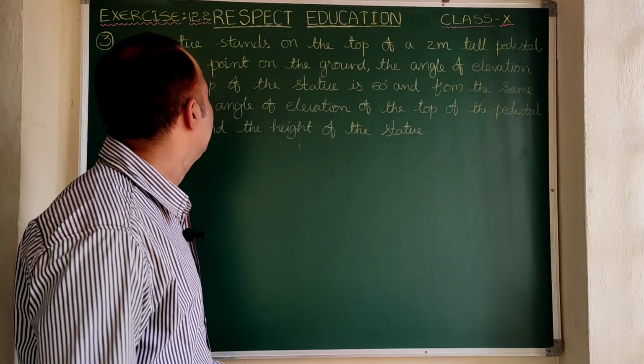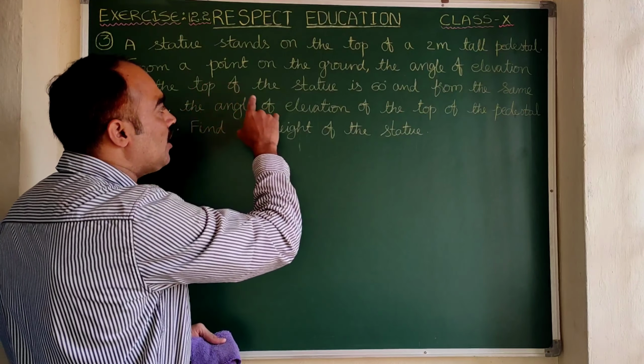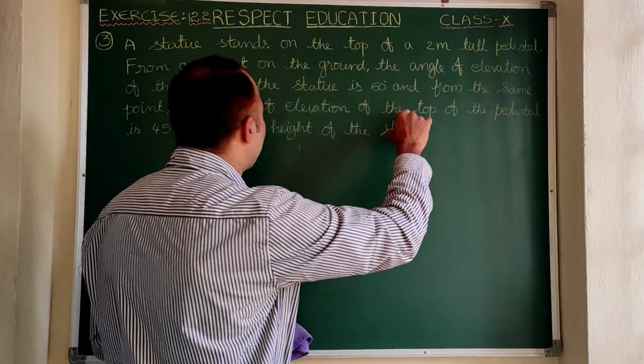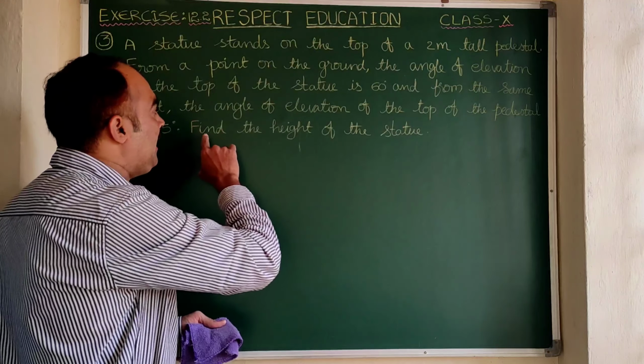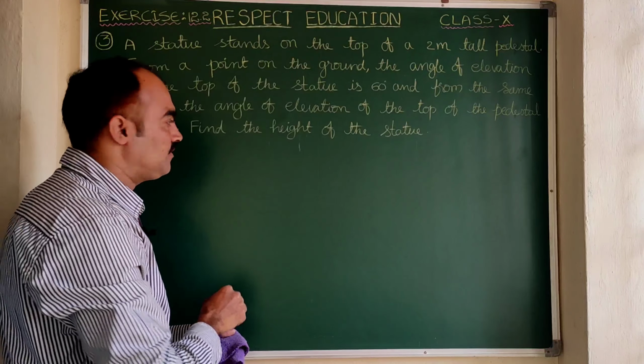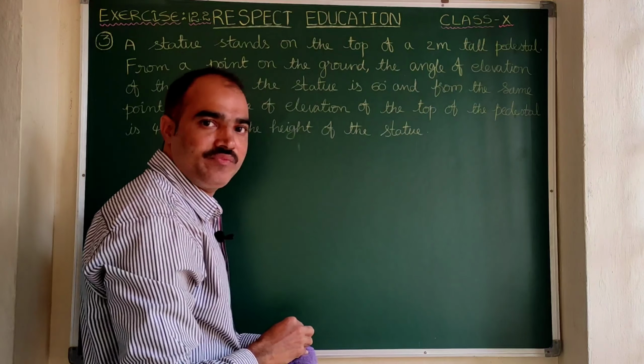Now let us see the next question, that is question number 3. A statue stands on the top of a 2 meters tall pedestal. From a point on the ground, the angle of elevation of the top of the statue is 60 degrees, and from the same point the angle of elevation of the top of the pedestal is 45 degrees. Now the question is: find the height of the statue.